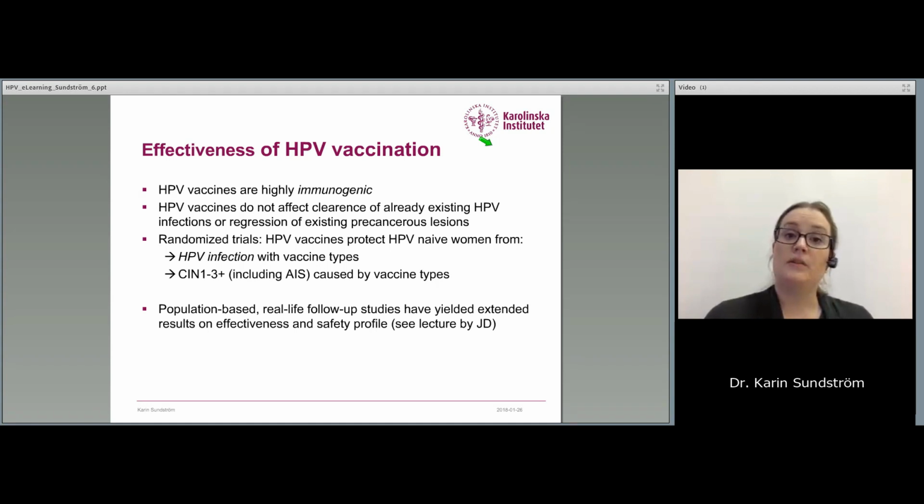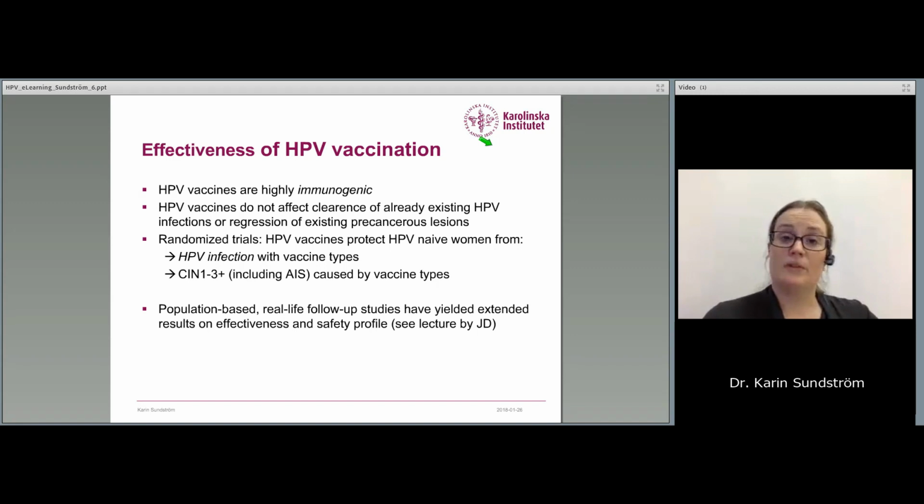And very briefly on effectiveness of HPV vaccination, we have already concluded they are highly immunogenic. It is important to point out that they do not affect clearance of already existing HPV infections, as far as we know, or regression of existing precancerous lesions. Randomized trials have shown that HPV vaccines protect HPV-naive women from HPV infection with vaccine types and/or some cross-protective abilities, and also precancerous lesions caused by vaccine types.